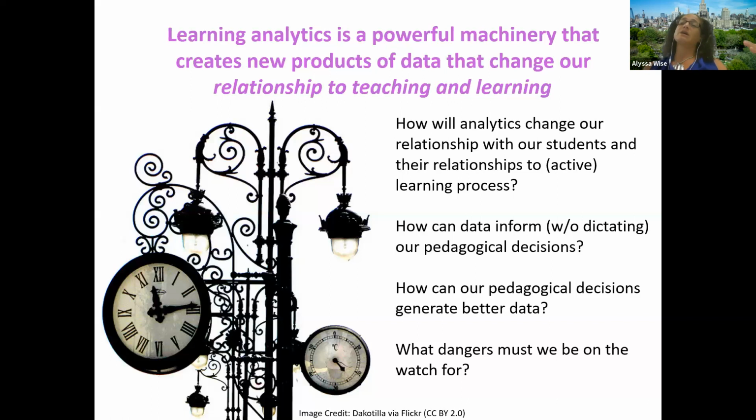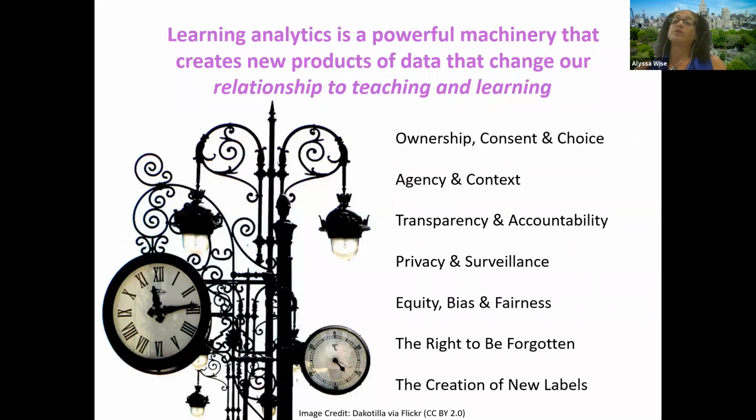And then we can take a step up to the higher level: how is this going to change our relationship with students and their relationships to learning? How can the data inform without dictating our decisions? How can we make decisions to generate better data? And what dangers do we need to watch out for? There's a lot that's been written on issues of data ownership, consent and choice, transparency and accountability, privacy and surveillance.